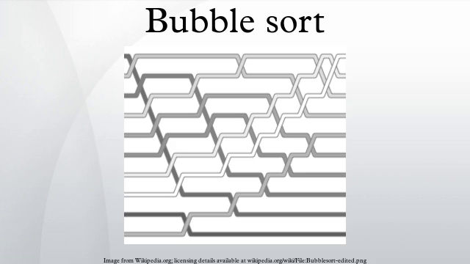Bubble sort, sometimes referred to as sinking sort, is a simple sorting algorithm that works by repeatedly stepping through the list to be sorted, comparing each pair of adjacent items and swapping them if they are in the wrong order. The pass through the list is repeated until no swaps are needed, which indicates that the list is sorted. The algorithm gets its name from the way smaller elements bubble to the top of the list.